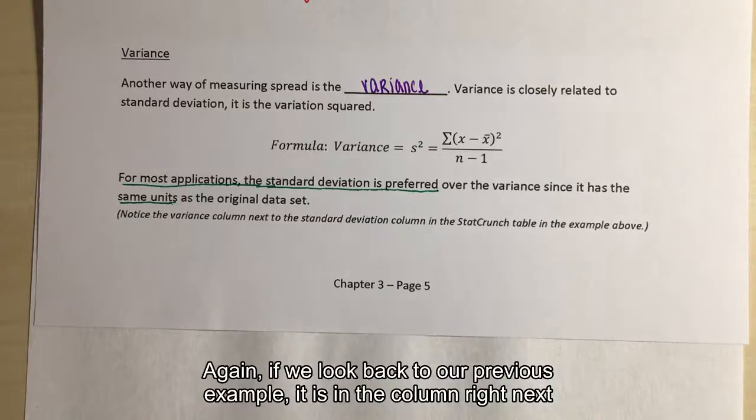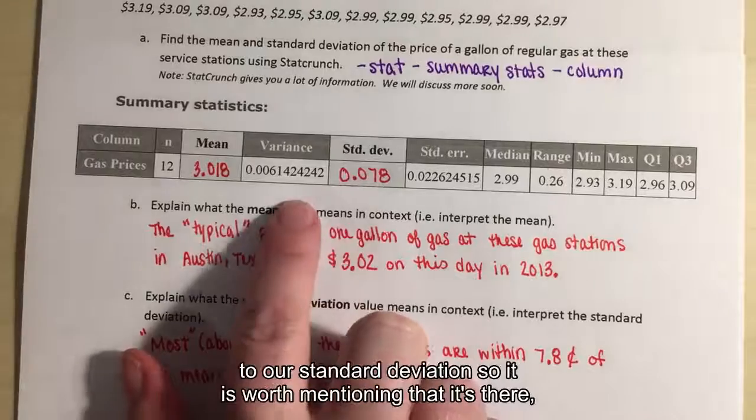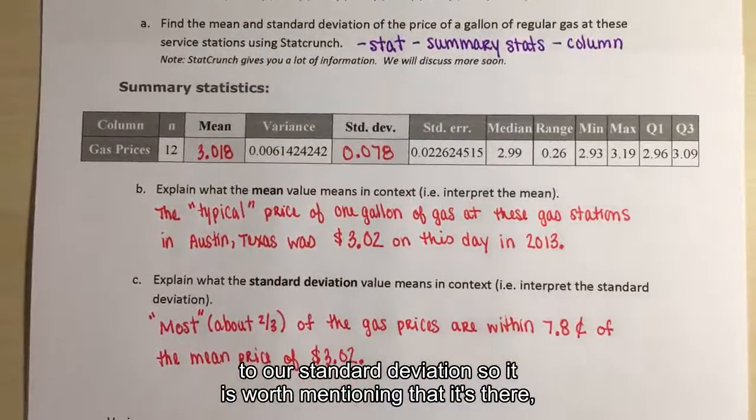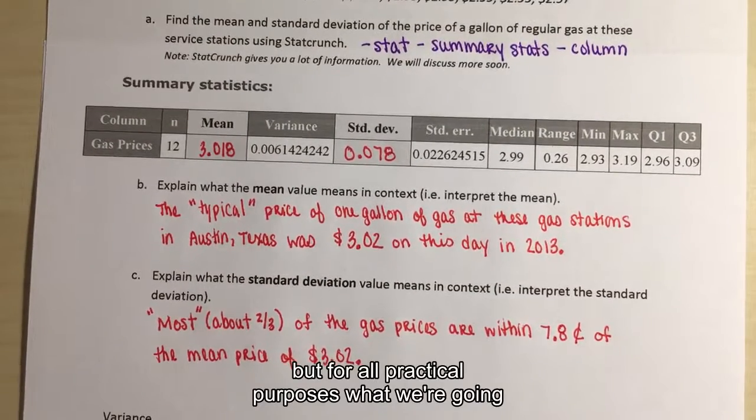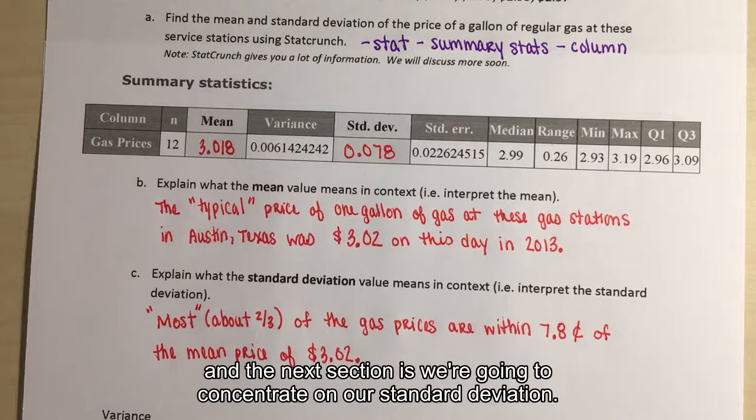If we look back to our previous example, it is in the column right next to our standard deviation, so it is worth mentioning that it's there. But for all practical purposes, as we go through this section and the next section, we're going to concentrate on our standard deviation.